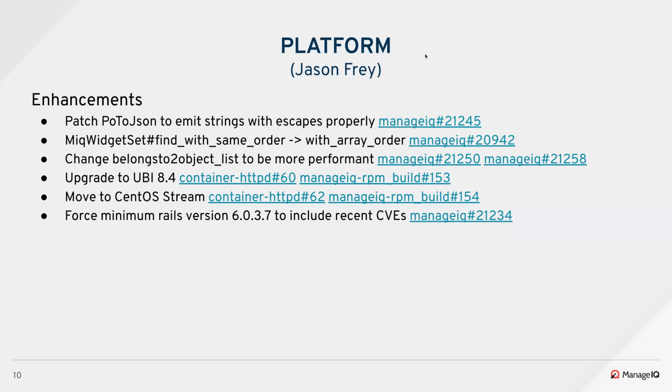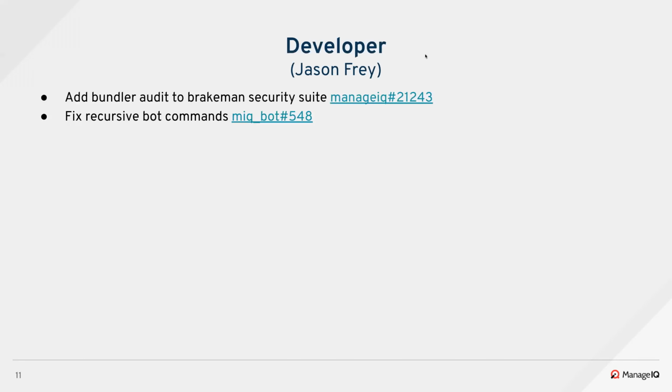On the build side, Brandon upgraded some of our images to UBI 8.4, and there might be a few more of those coming next sprint. And I started the move towards CentOS Stream from CentOS 8. So there's a few PRs for some of our repos there, and there'll be more coming in the upcoming sprints. And finally, Joe R changed the minimum Rails version to 6.0.37 to include some of the more recent CVEs on the Rails side. And that's it for the platform.